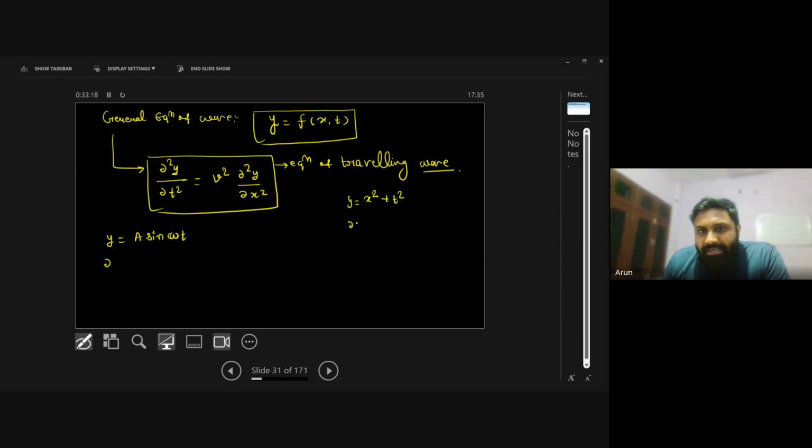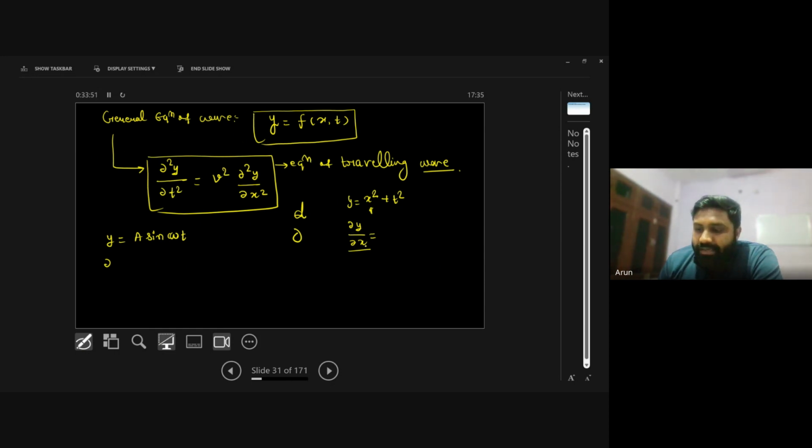And if I'm writing del y by del x, with respect to what you are differentiating, we are differentiating with respect to x. So only x you have to consider as variable. No, it is not 2x plus 2t. Okay, listen to me first. If you are differentiating it partially with respect to x, look at the operator. It is not d, it is del. Okay, there is a difference between them.